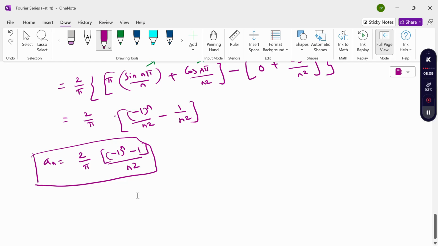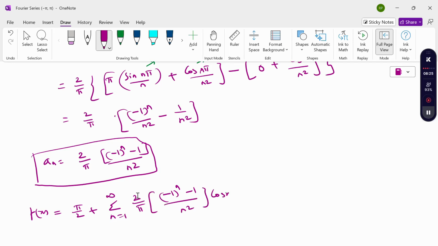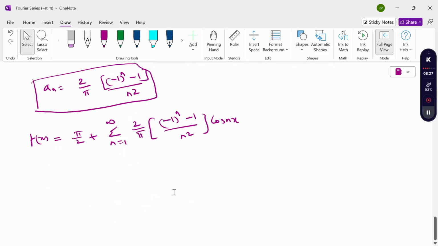Now substitute a naught and a n in the Fourier series expansion: a naught is pi by 2 plus the sum from n equals 1 to infinity of a n, which is 2 by pi, minus 1 power n minus 1 by n square, into cos nx. So this is the Fourier series expansion. Suppose the question is only to find the Fourier series, you stop up to this, but if it says hence deduce that, then f of x is nothing but put x equals 0.